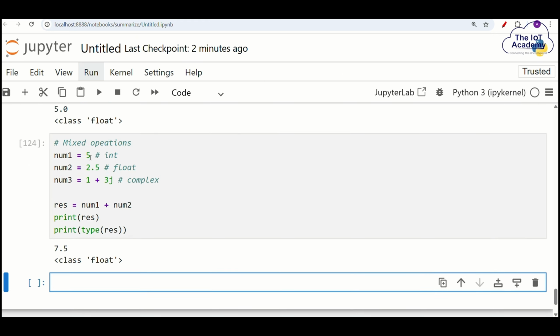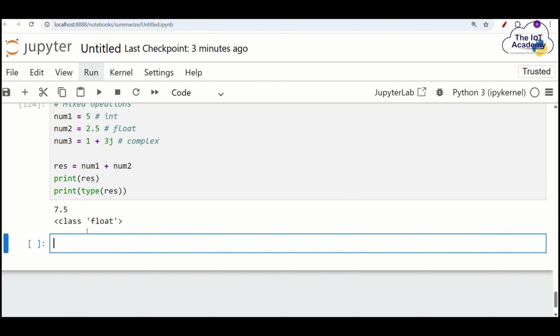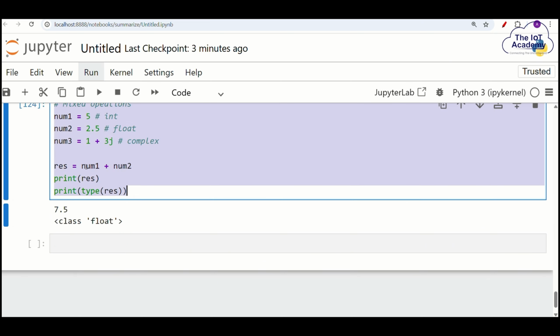If you take an int and you add it to a float, the answer would be float, which makes sense because 5 plus 2.5, the answer is 7.5, and the answer has 0.5 in it. So your result is going to be float. Nothing surprising over here.